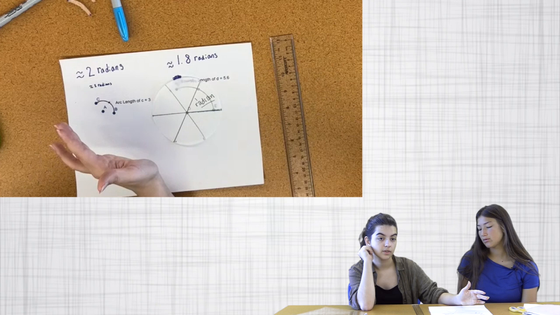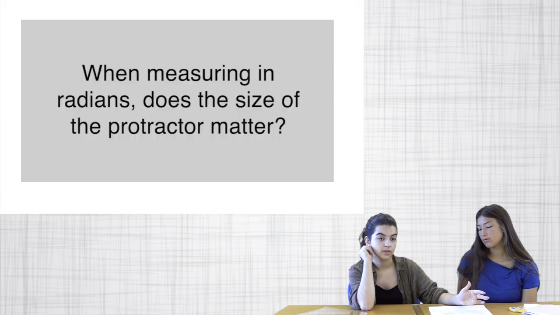Before watching the rest of the video, pause and decide for yourself. When measuring in radians, does the size of the protractor matter? Why or why not?